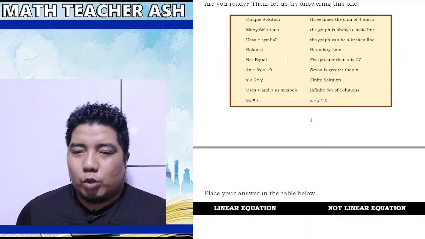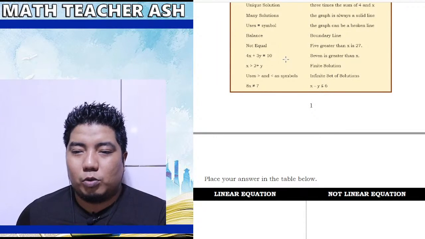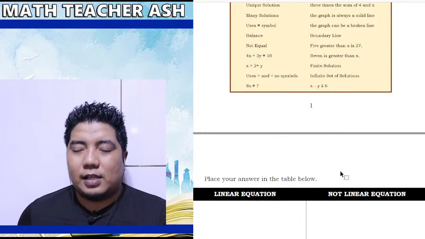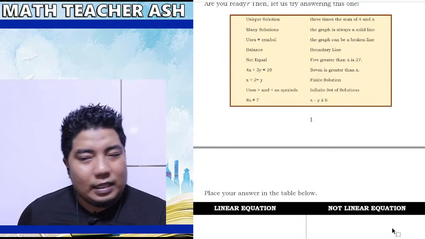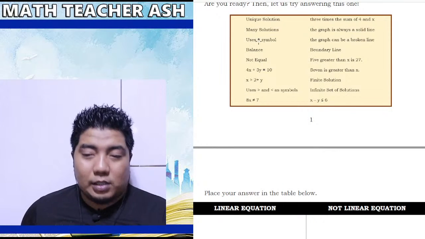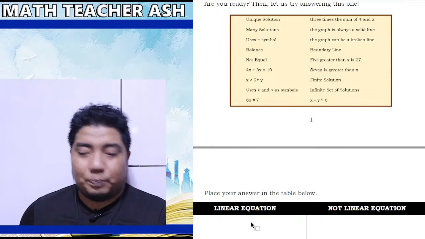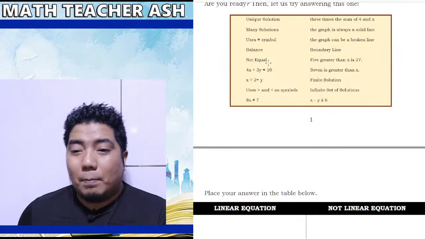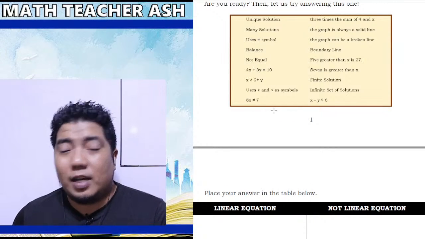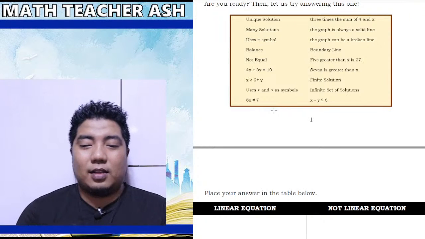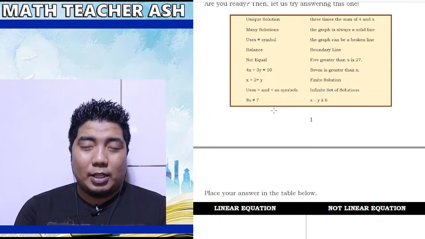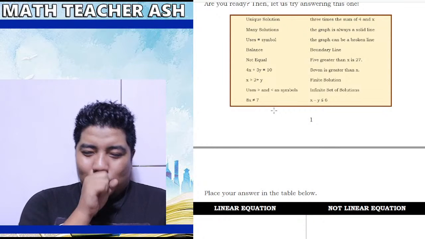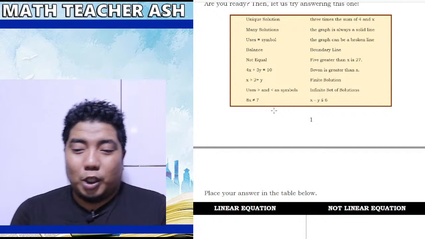Okay. So we have here the unique solution. So when we say unique solution, that is under linear equation. Many solutions, of course, hindi yan siya linear equation. Uses the equal symbol, sa linear equation yan. Balance, linear equation pa rin yan. Not equal, that is not a linear equation. 4x plus 3y equals 10. Since gumagamit ito ng equals, so therefore that is in the linear equation.